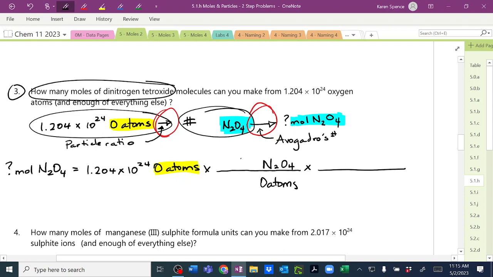One goes on the top and 4 goes on the bottom because we have 4 O atoms in every one N2O4. We're going from the number of N2O4s to the moles of N2O4. So let's put N2O4 down here and moles of N2O4 up on the top.